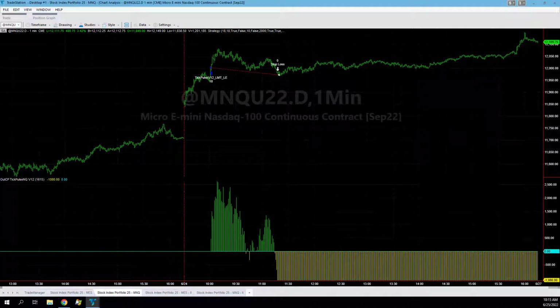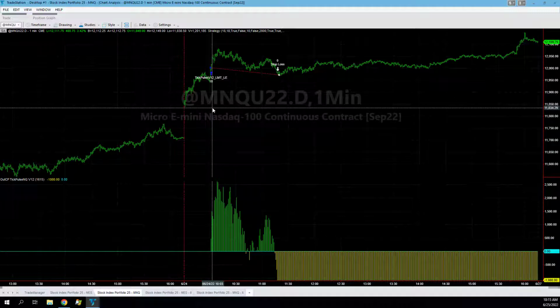Big trading day yesterday for the long side. We are still doing our research, but I want to show you the difference between the micros and the minis for an algorithmic trading system. Here is the exact same system, Tick Pulse V12.